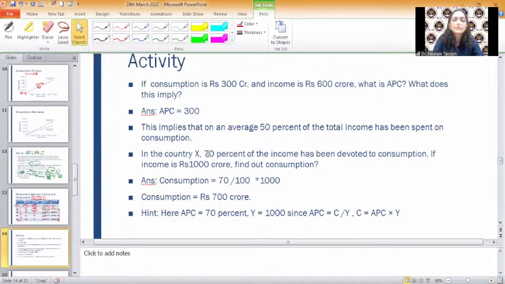In country X, 70% of the income has been devoted to consumption, and income is 1,000 crores. 70% devoted means that out of 1,000, you are spending 70% of it, and the rest 30% you are saving. So this is about consumption. APC, you can calculate like this.